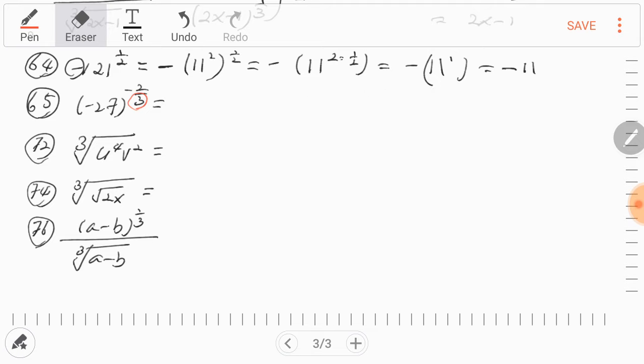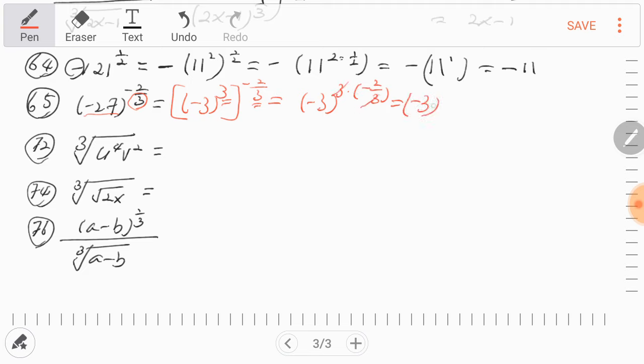Okay, so we can write it as this. Negative 27 is negative 3 cubed, and this whole thing is raised to the negative 2/3 power. Then we can multiply the exponents, power to power. Negative 3 to the 3 times negative 2/3. Then we can cancel out this 3. So we have negative 3 to the negative 2 power. Since the exponent is negative, we can move this whole exponential form to the denominator, so the power changes sign. Then 1 over negative 3 squared is positive 9.